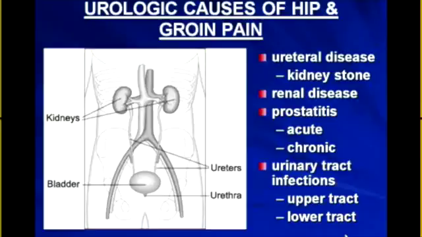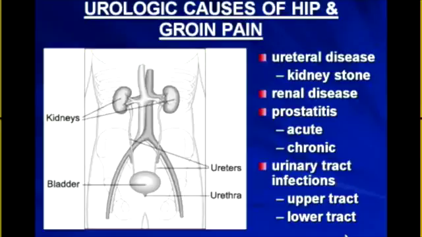Renal pain, so related to the kidneys, is often unilateral, and it's felt as, again, an achy pain, often described as flank pain, and it also may radiate into the abdomen and lower quadrant hip area.